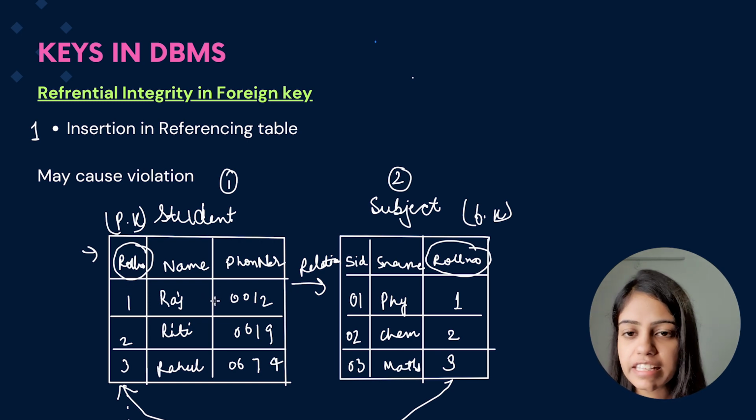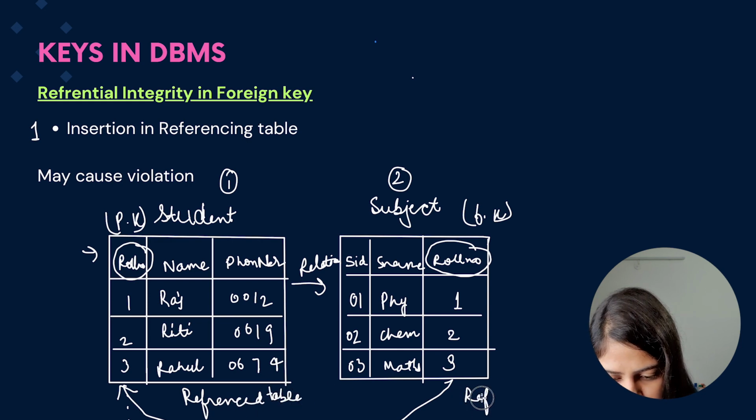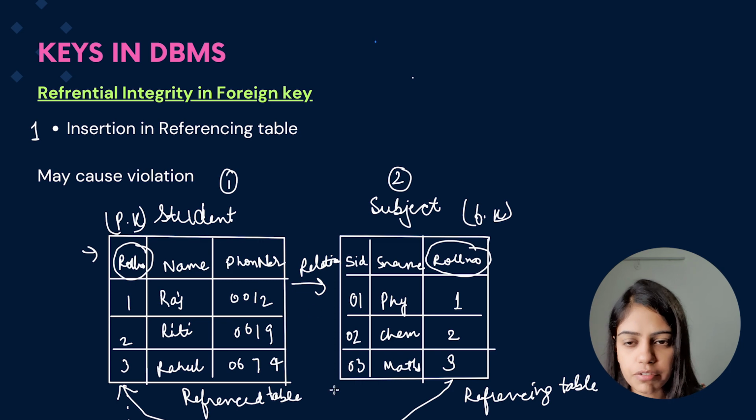Now the referential integrity comes into picture, which establishes some rules which should be there to maintain the data accuracy, to ensure that there is no data inconsistency and faster retrieval of data. Now in this particular table, first thing is insertion in the referencing table. Let me just give the name. It is a referenced table and this is a referencing table. So the first is insertion in the referencing table.